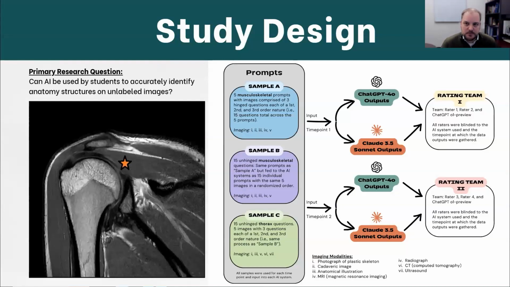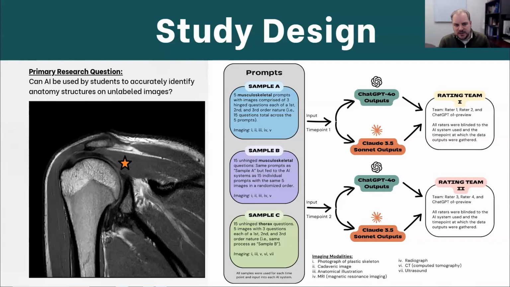In the larger project, we wanted to answer the question, how can AI be used by students, or rather, can it be used by students, to accurately identify anatomical structures on unlabeled images? So for this study, we fed 2 different AI systems 3 different samples of images and prompts to see how well each of these systems would perform on identifying unlabeled anatomical structures.